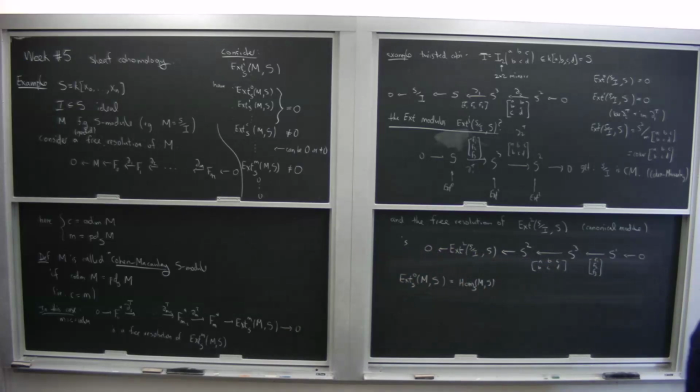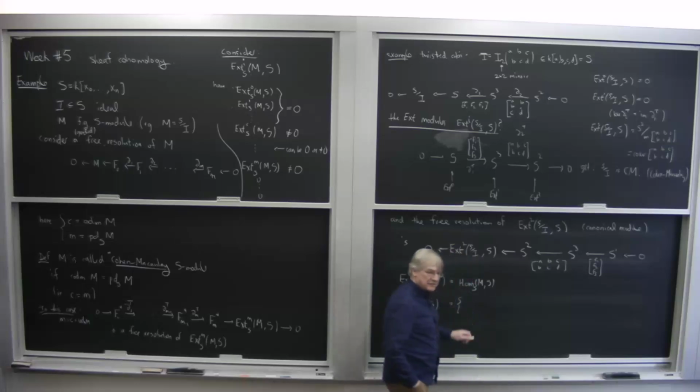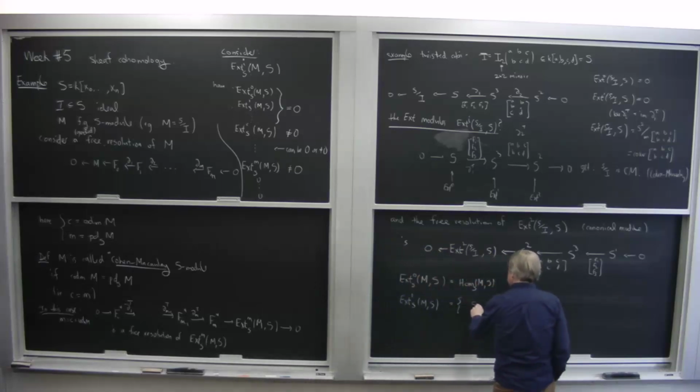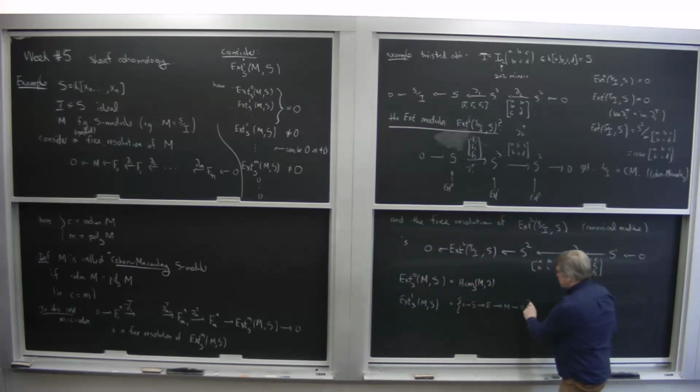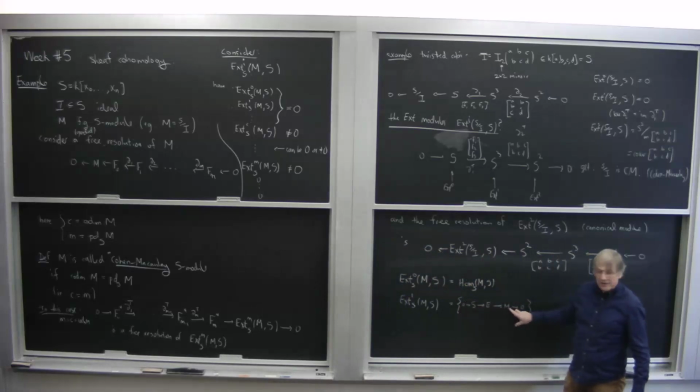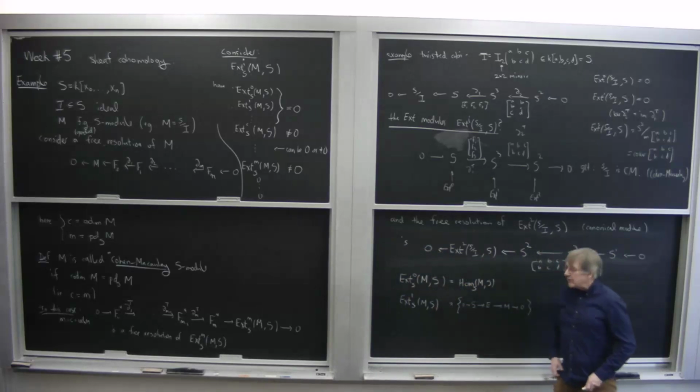Ext1 is a little more interesting. So here's one way to think about it. Ext1 of M, S is basically equal to the set of extensions. That's where the Ext comes from, is extensions. And the extensions are S mapping to E mapping to M, like this. So E is the thing that can sit in the middle of such a short exact sequence. One possibility here is S direct sum M. That's the zero element of this, okay?